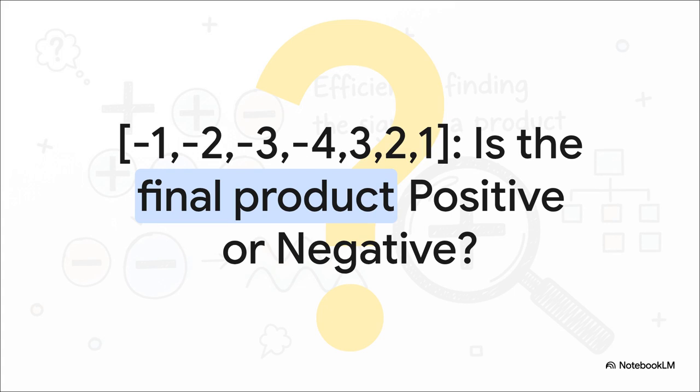Take a look at this list of numbers. If you were to multiply every single one of them together, what would you get? Would the final answer be a positive number, a negative number, or would it be zero? Just take a second to think about it. We'll circle back to this, but first, let's get the official rules down.